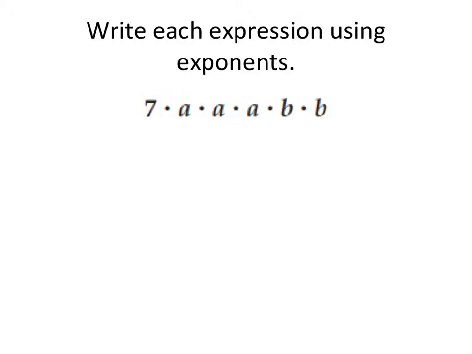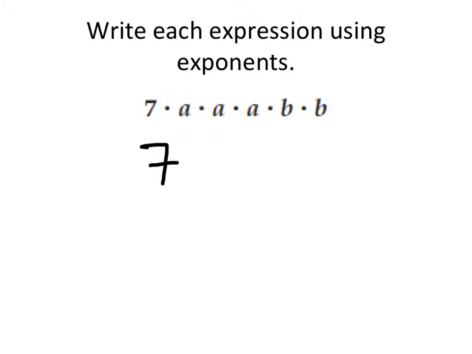Now we see a variety. We see 7s, we see A's, we see B's. What we know is that all of these will be our base. We just need to write it correctly. I see my first base is 7, and there's only one of them. I could put an exponent of 1, but we usually omit it, like I said earlier in the lesson.